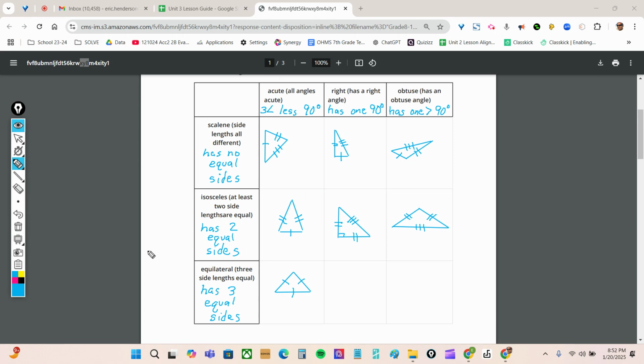Now you can't have a... this is going to be not possible. Not possible. Obtuse angle with 3 sides of equal length. That's going to be not possible. All right, so that's how you do that. Go ahead and put that in your notes, and then we're going to move on to the next section.